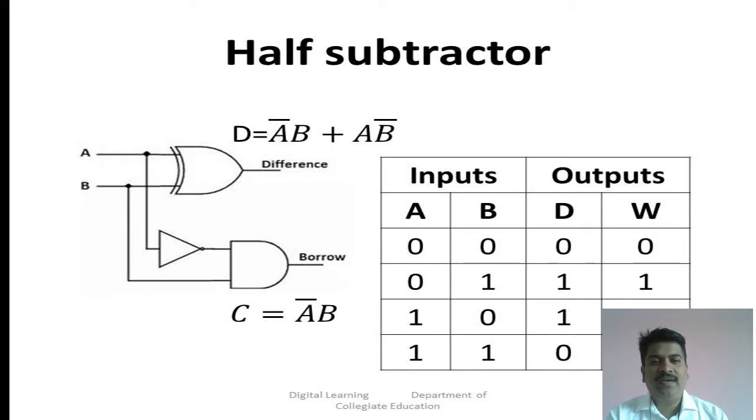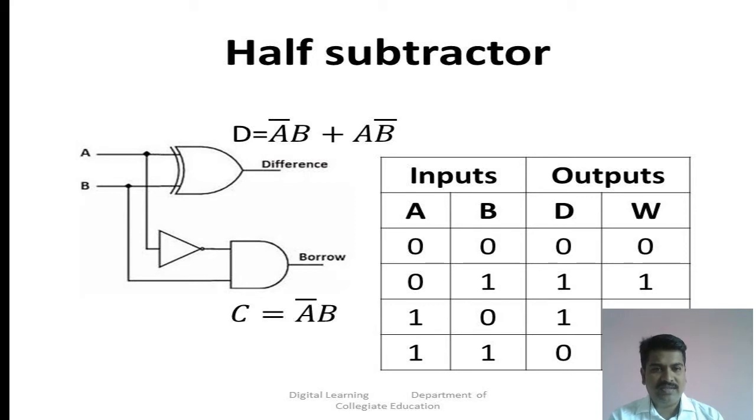Now, let me analyze this. 0 minus 0, we got the difference 0 and the borrow 0. 0 minus 1 is a special case where we have to take a borrow from the previous stage. If I take a borrow, it becomes 1 0. 1 0 minus 1 is difference 1 and the borrow we have taken, it is also 1. And 1 minus 0, it is very much clear, difference is 1 and borrow is 0. And 1 minus 1, it's borrow 0 and the difference is also 0. This is the truth table with the 2 inputs and the corresponding 2 outputs, which are called difference and the borrow.